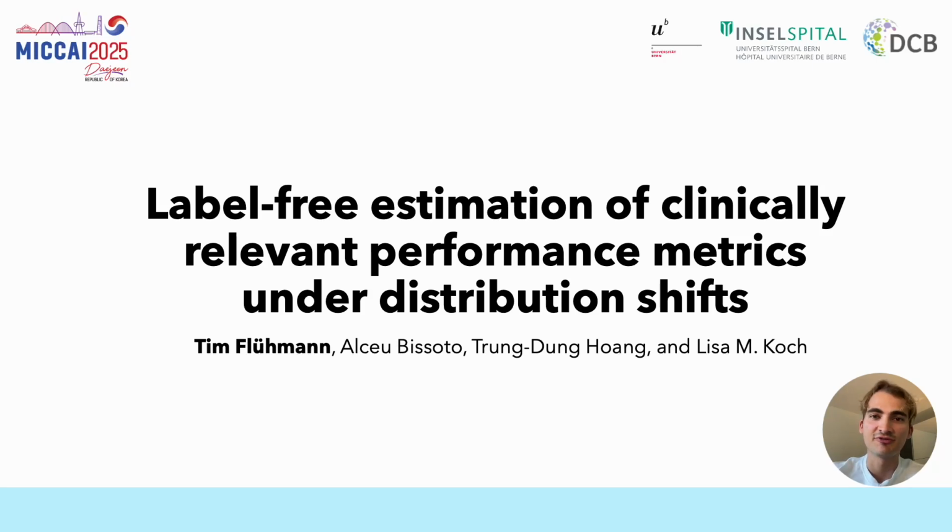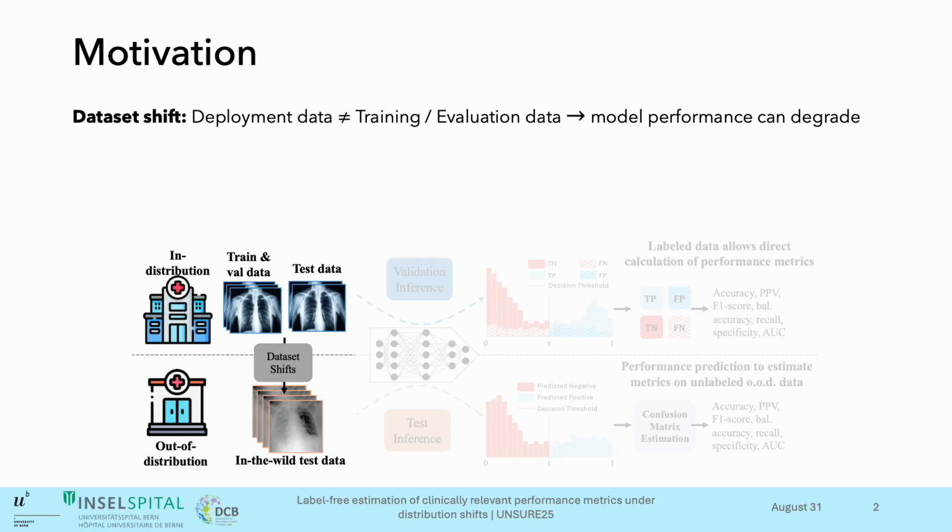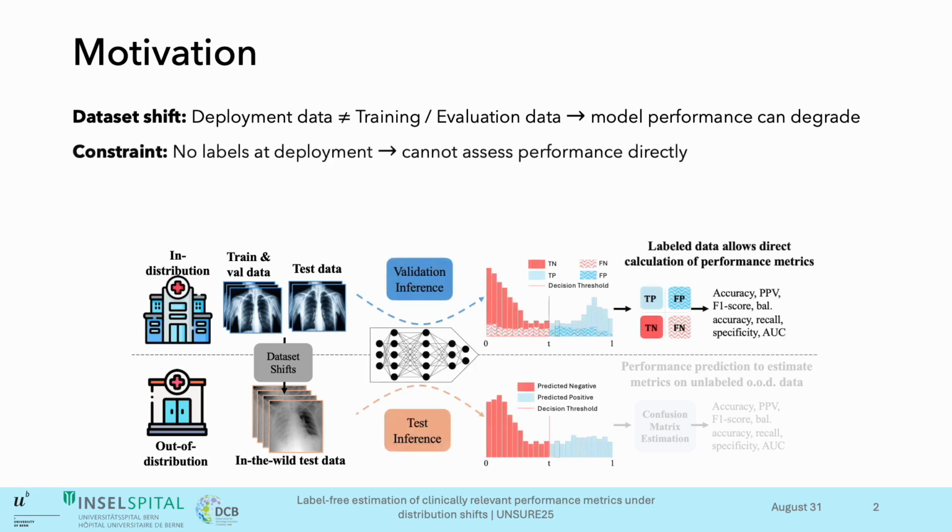I'm from the University of Bern and today I'll be discussing our work on label-free estimation of clinically relevant performance metrics under distribution shifts. The motivation behind this work stems from the urgency of monitoring a model's performance after deployment. Due to changes in the underlying distributions between training and deployment datasets, model performance can degrade and potentially harm patients if not addressed. On the validation set with labels, we can compute any performance metric we want, but in deployment, labels are usually not available, so we can't easily track the performance.